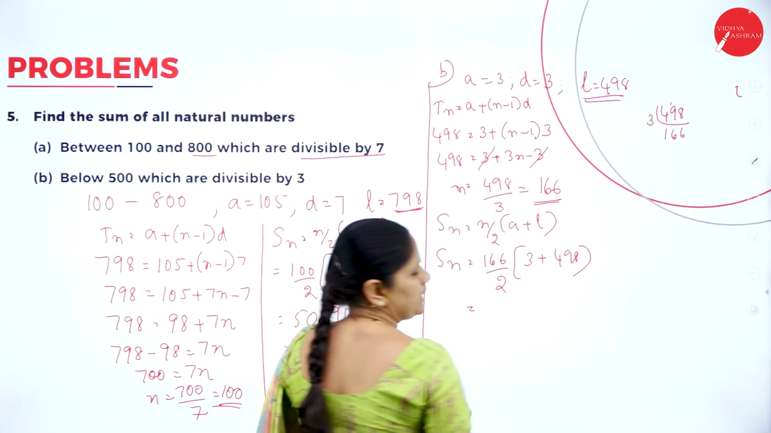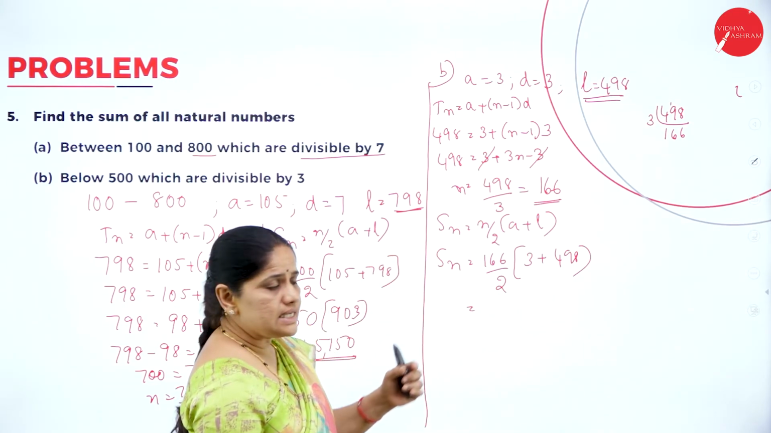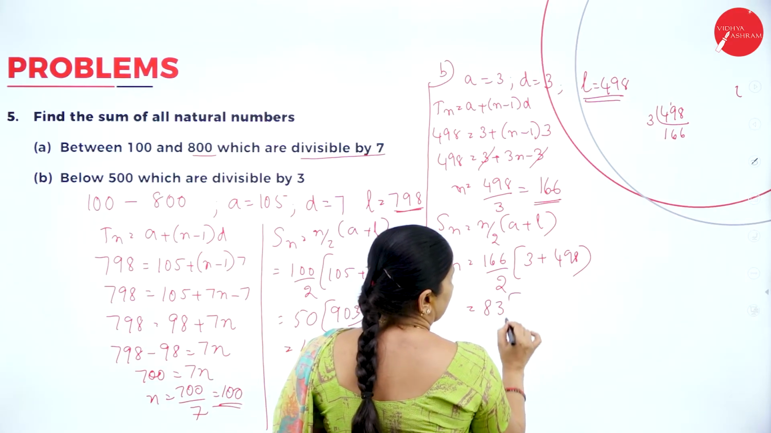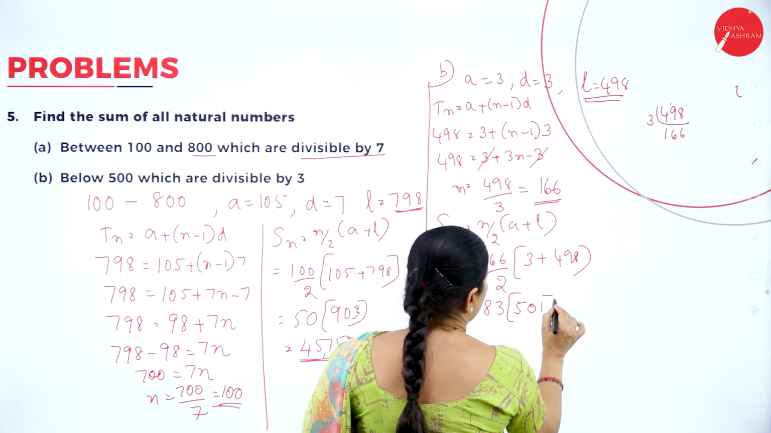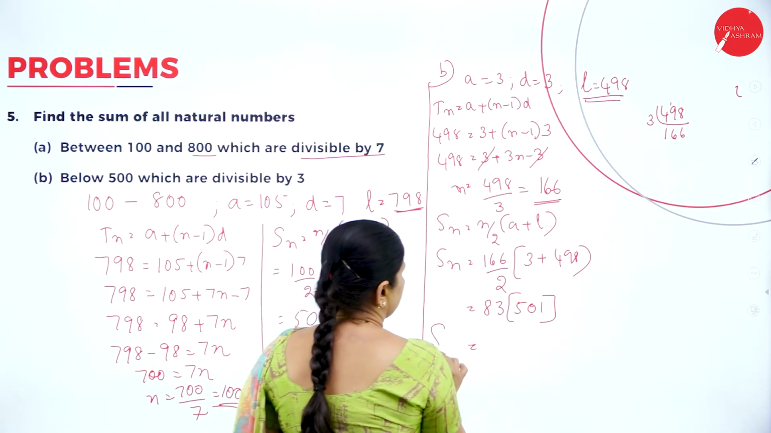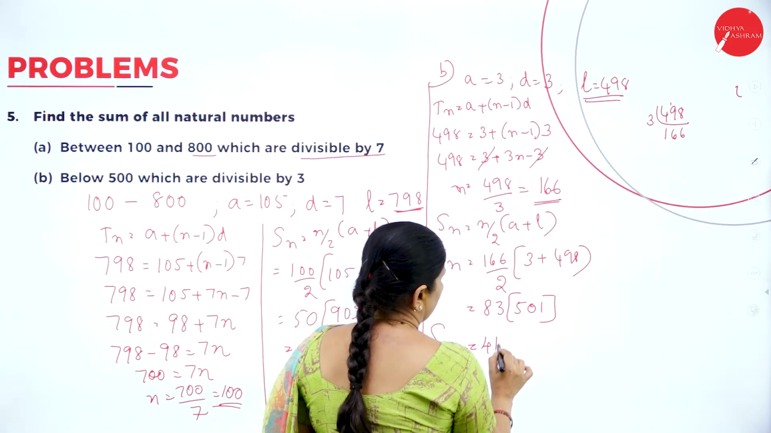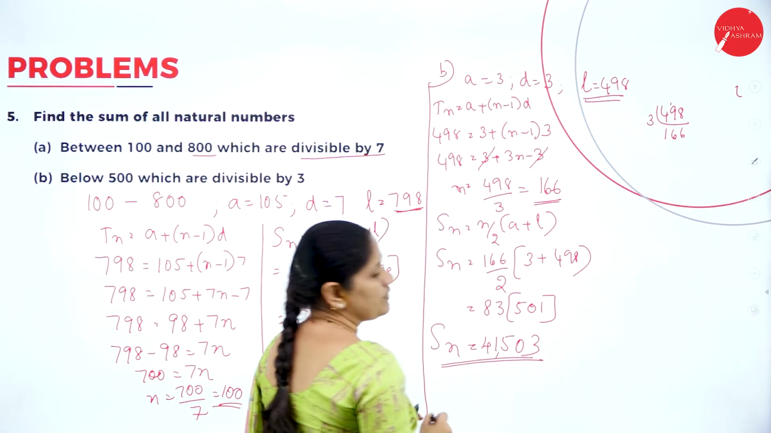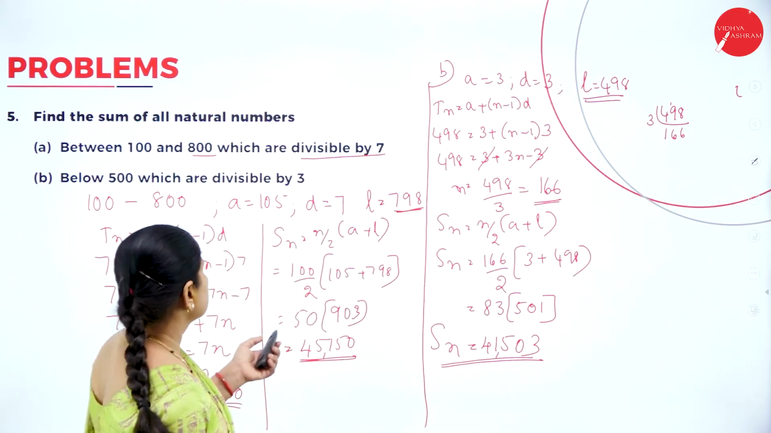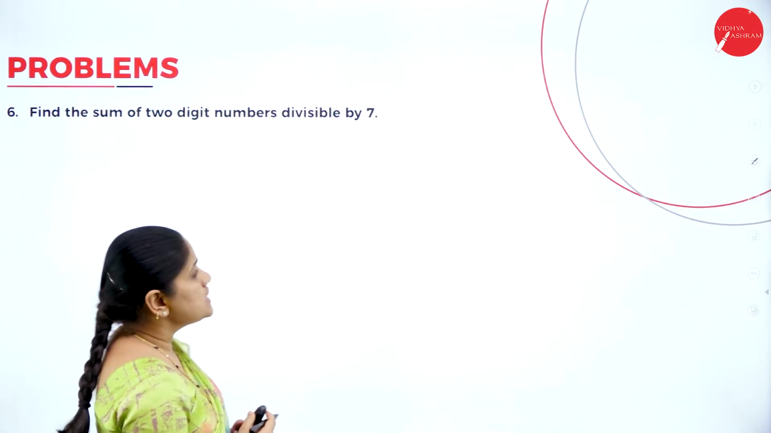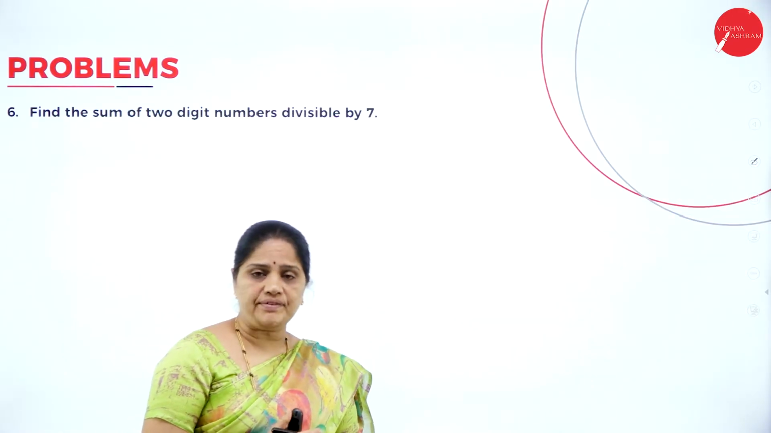So this will be equal to 166 divided by 2, which is 83, into 501. So Sn equals 41503. So 41,503 is the answer. Now find the sum of 2-digit numbers divisible by 7.